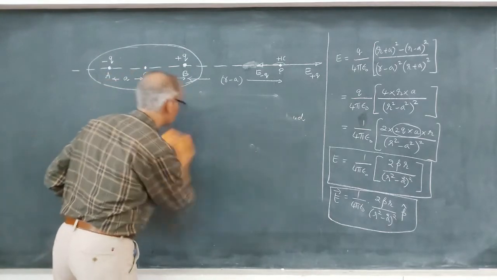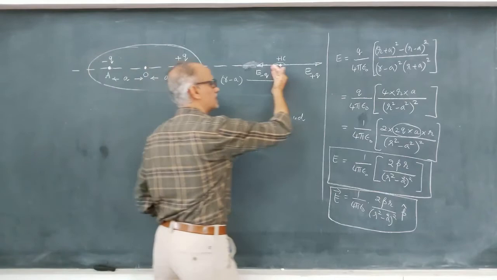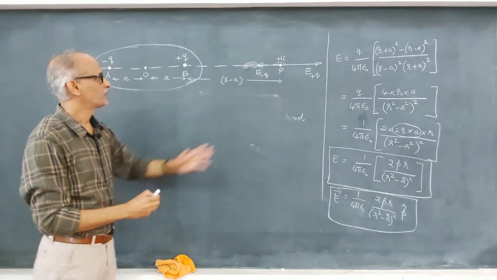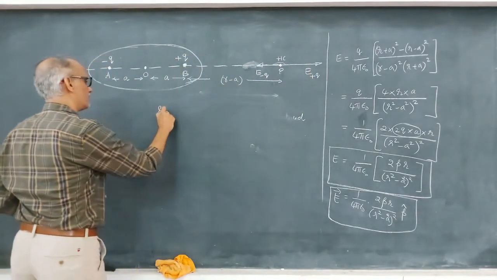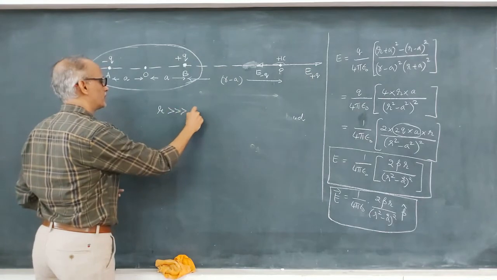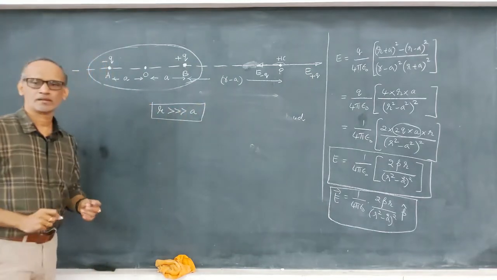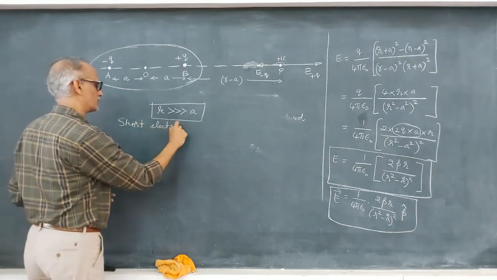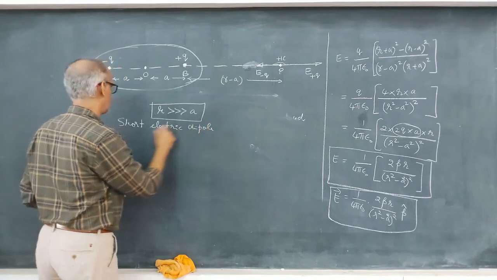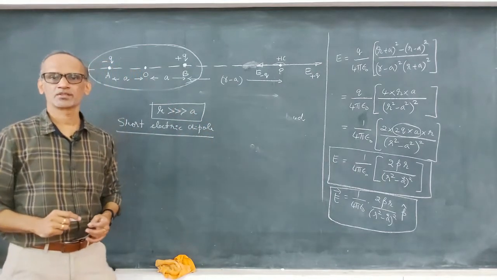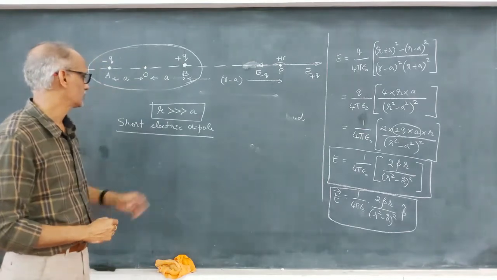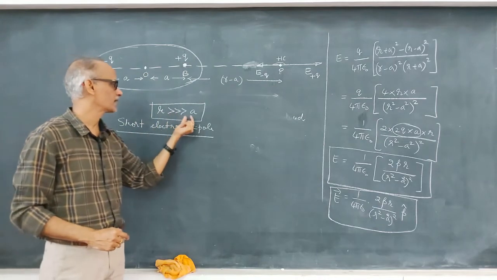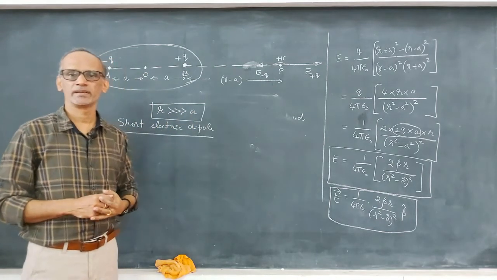One more special case I would like to mention here, that is, if this point P is very far, then the value of r becomes very large compared to A, and such a dipole is called a short electric dipole. So what is a short electric dipole? A short electric dipole is one in which the distance of the point from the center of the dipole is much greater than the value of the semi-dipole length.